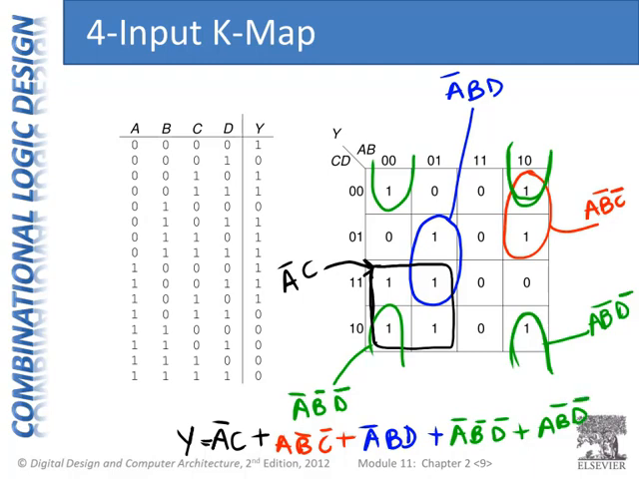So not too bad, except we may notice something about these last two terms in green. Well, those terms are almost the same. They differ in a single literal. This one has A ANDed with B bar D bar, and this term has A bar ANDed with the term B bar D bar. So we could have used combining to get just B bar D bar. Combine those last two terms and reduce it to just B bar D bar.